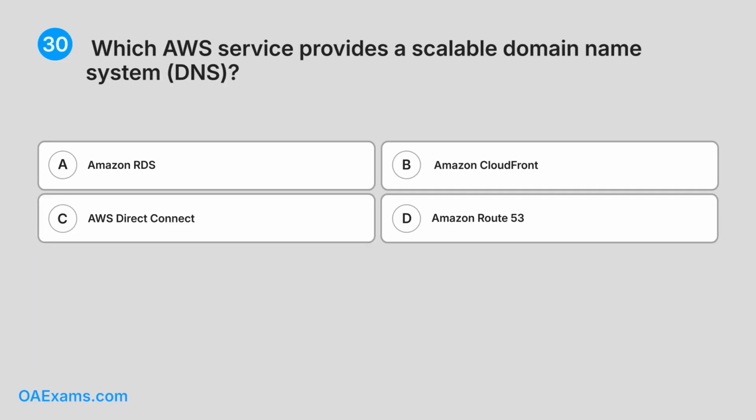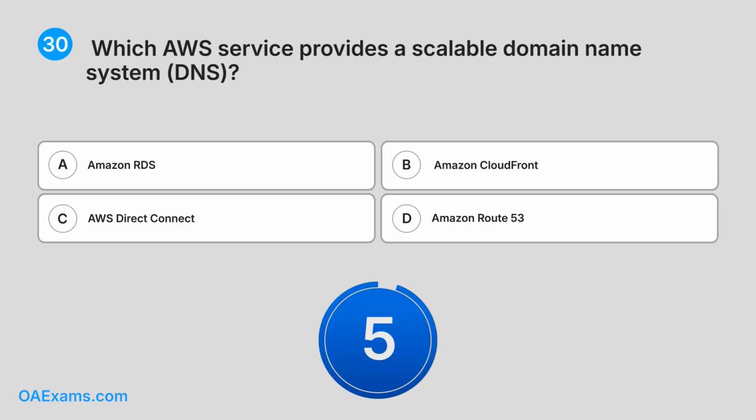30. Which AWS service provides a scalable domain name system, DNS? A. Amazon RDS. B. Amazon CloudFront. C. AWS Direct Connect. D. Amazon Route 53. What do you think is the answer?